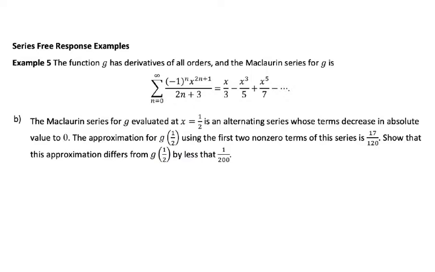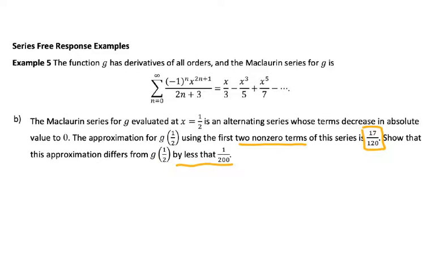Okay, part B says the Maclaurin series for G evaluated at x equals 1/2 is an alternating series whose terms decrease in absolute value to 0. The approximation for G of 1/2 using the first two, that seems important, first two non-zero terms is 17 over 120. Show that this approximation differs from the actual value of G of 1/2 by less than 1 over 200. So this is using that alternating series error bound that we have discussed last unit.